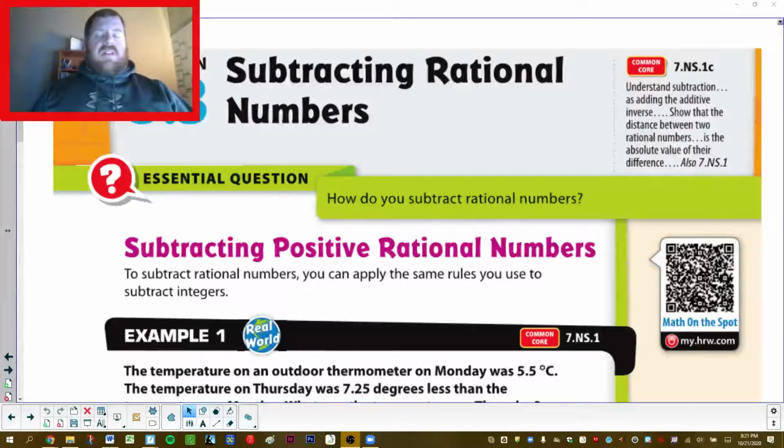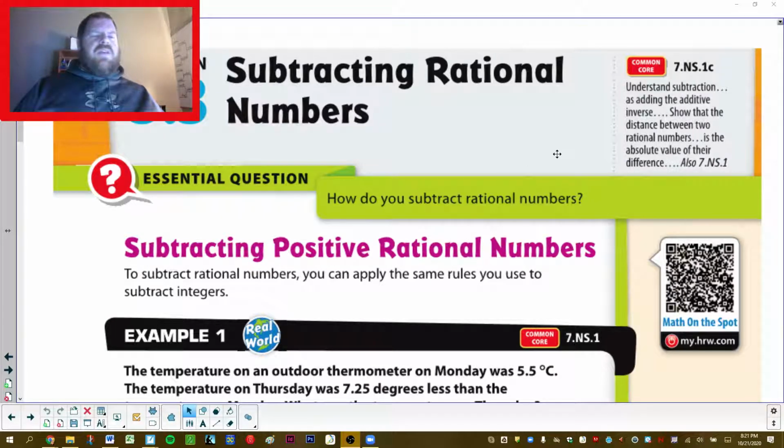Hello and welcome to the section 3.3 lecture. Today we're going to look at subtracting rational numbers. So in 3.1 we looked at what a rational number was. In 3.2 we looked at adding rational numbers together, and today we're going to look at subtracting rational numbers.